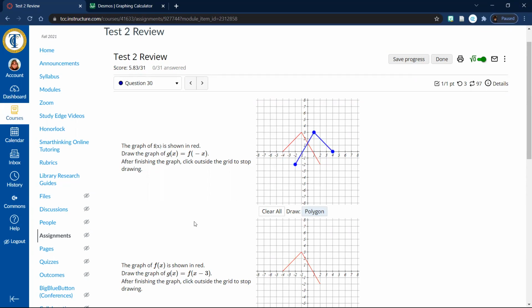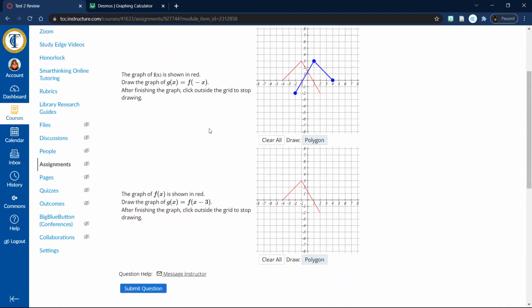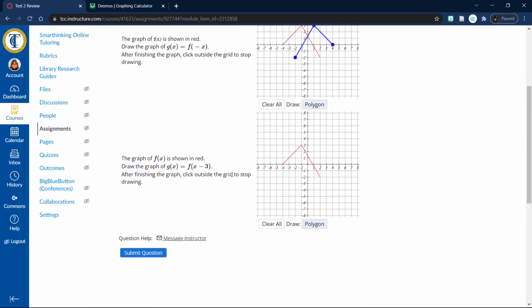Y doesn't change, x is changed. And y doesn't change here either. What are we doing with this one? Moving it to the right 3 points. So 1, 2, 3, starting here, and then going up 1, 2, 3.